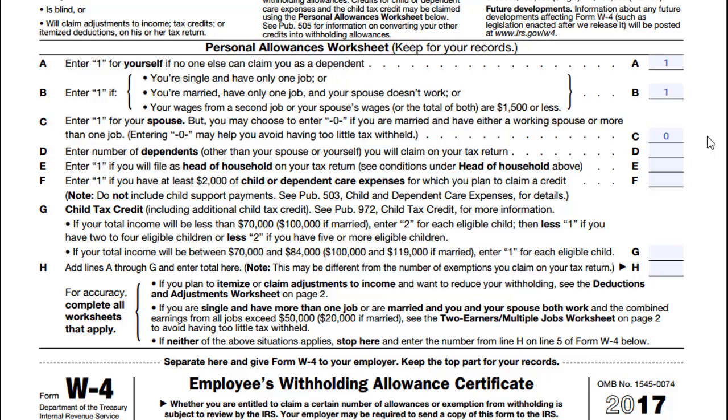which you do in this case. However, if you are in question, the document states to enter 0 to avoid having too little taxes withheld. If last year you received a refund back from the IRS, you did not have too little withheld. You had too much, so you would enter 1.